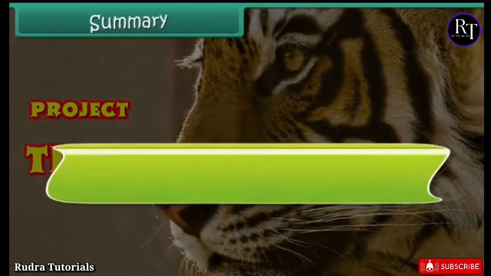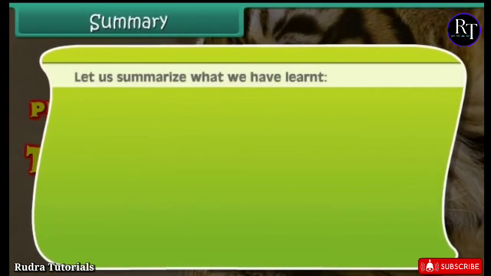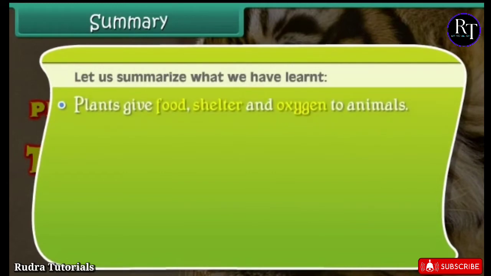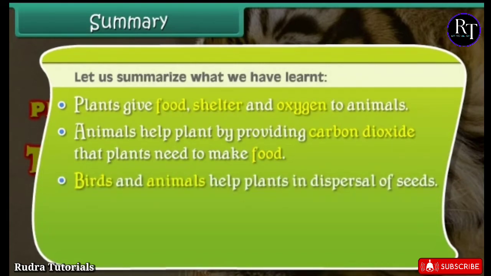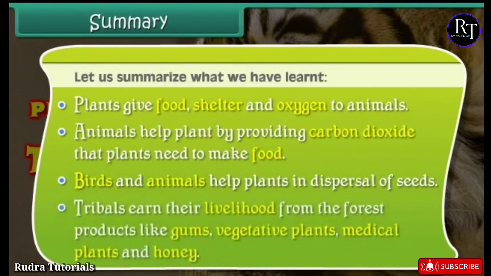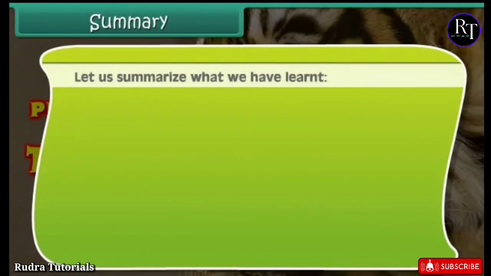Summary. Let us summarize what we have learned. Plants give food, shelter, and oxygen to animals. Animals help plants by providing carbon dioxide that plants need to make food. Birds and animals help plants in dispersal of seeds. Tribals earn their livelihood from the forest products like gums, vegetable plants, medicinal plants, and honey.